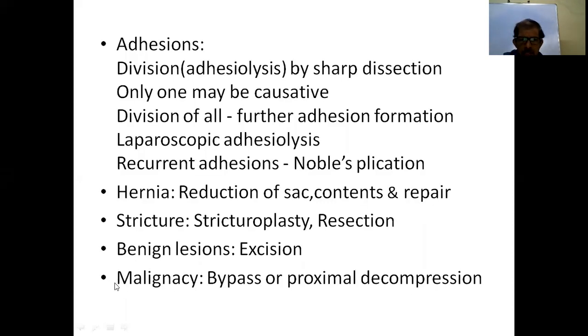What you have to do is overcome the emergency by bypassing or proximal decompression. Suppose there is growth in the rectum, you can do sigmoid colostomy. Suppose there is growth in the sigmoid or rectosigmoid junction, you can do transverse colostomy. Whereas sometimes you may be forced to do cecostomy also for ascending or hepatic flexure growths.